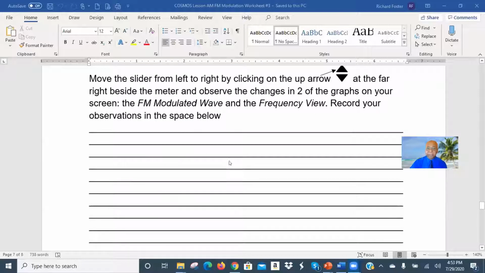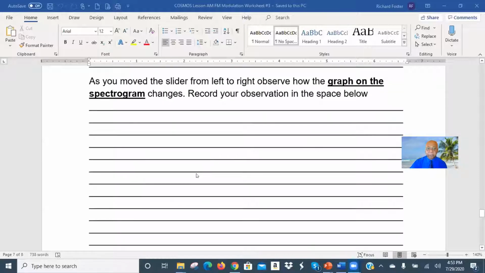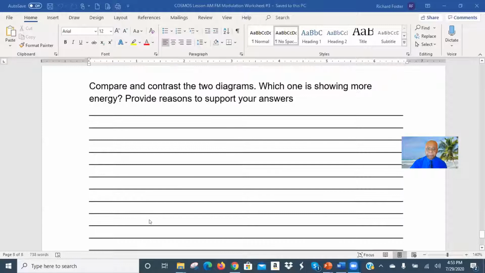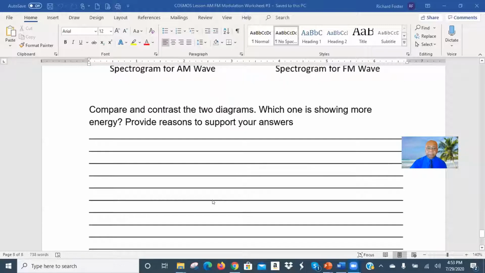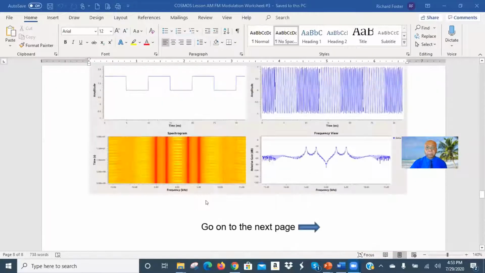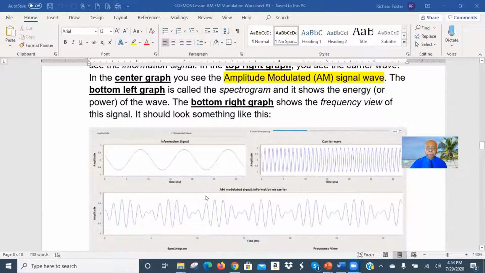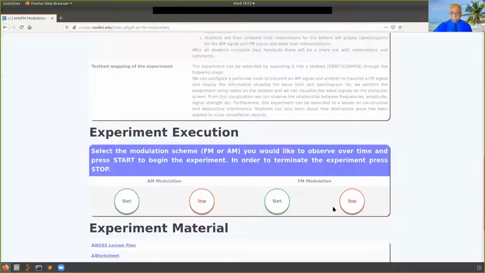same thing. Answer the questions, write your observations here, write your observations there. And then your final questions, you have to compare and contrast these two, and you write your comparisons there. Okay? So at this point now, we are going to go to our toolkit. So this is our toolkit.